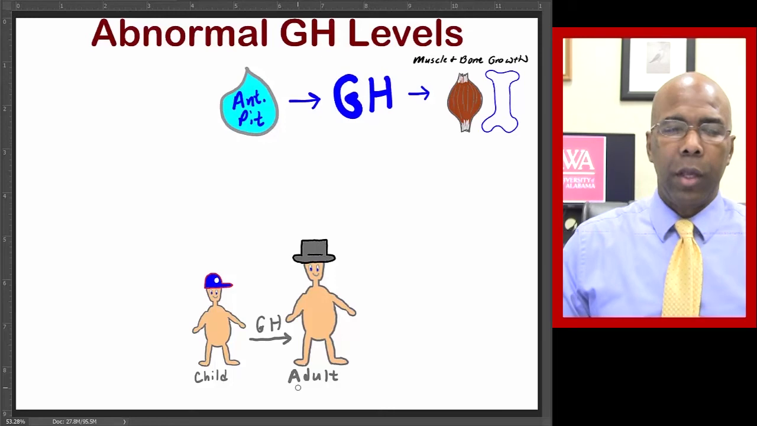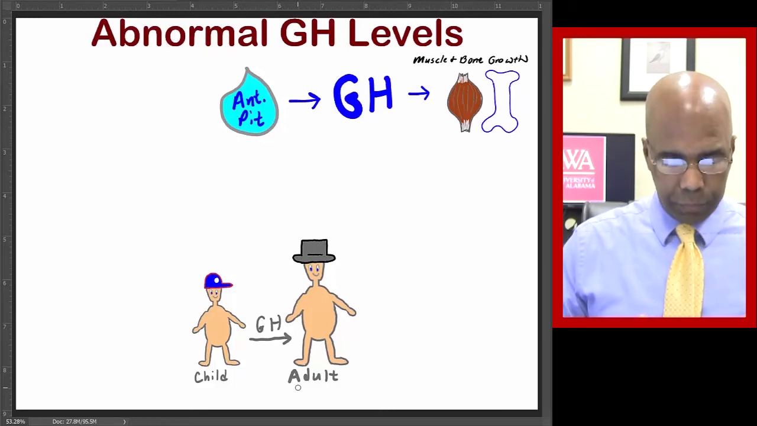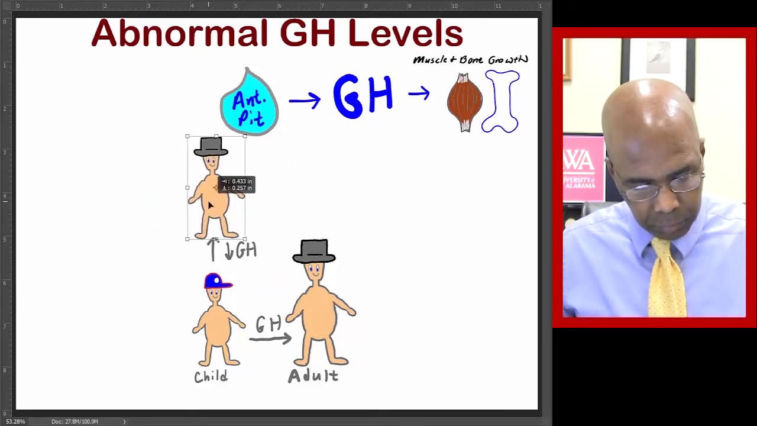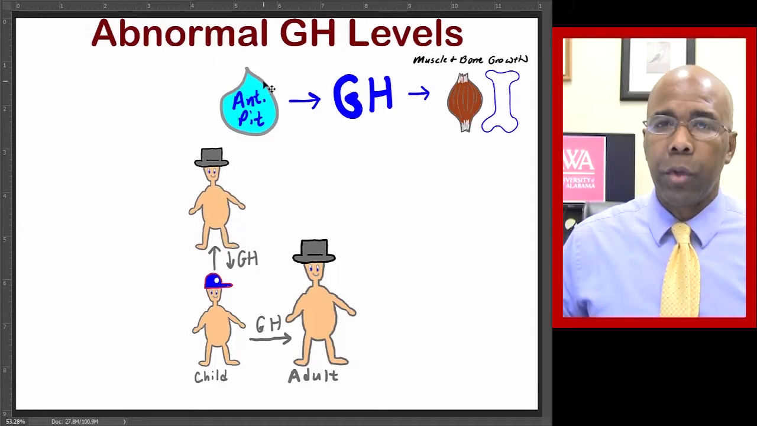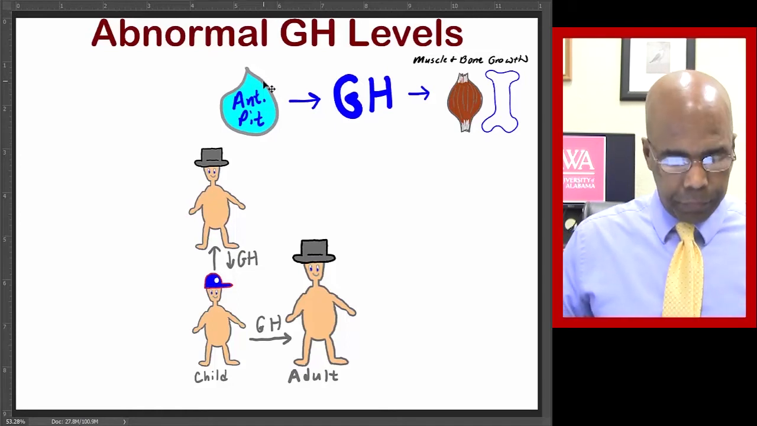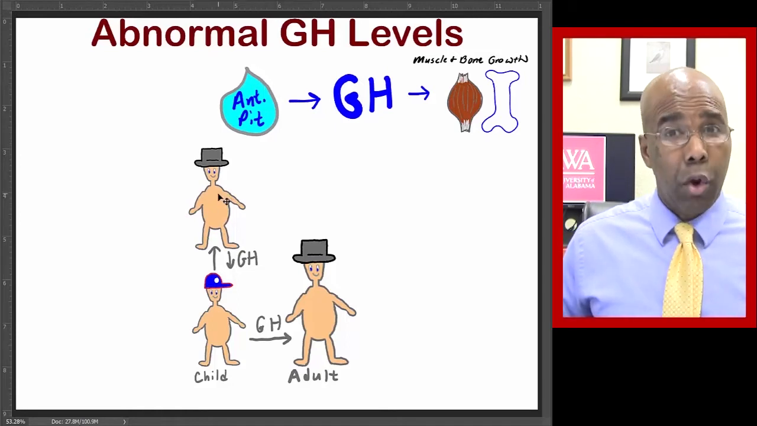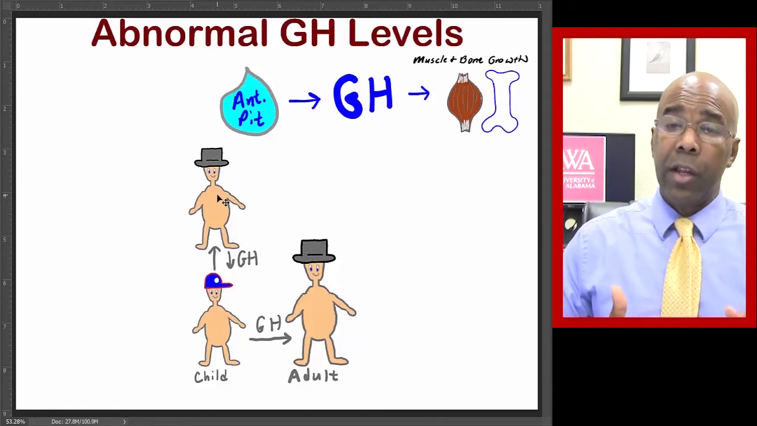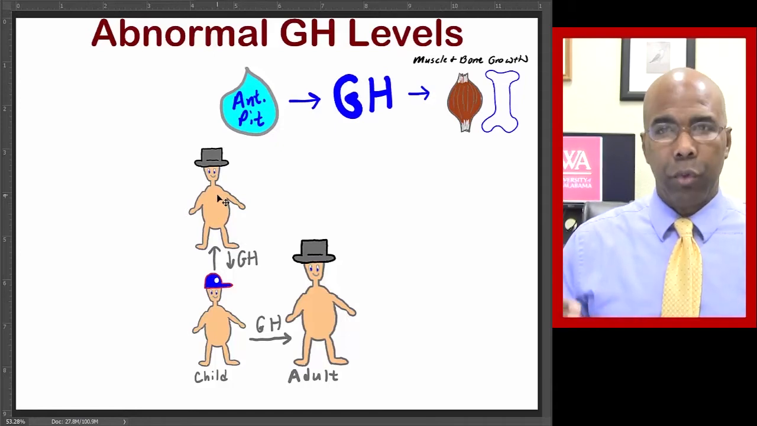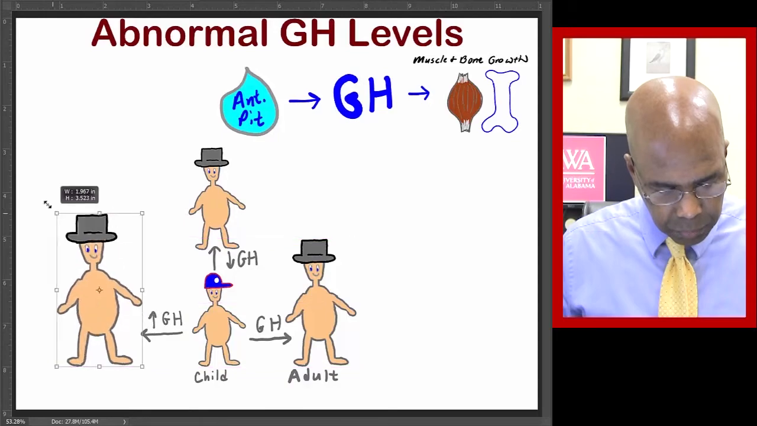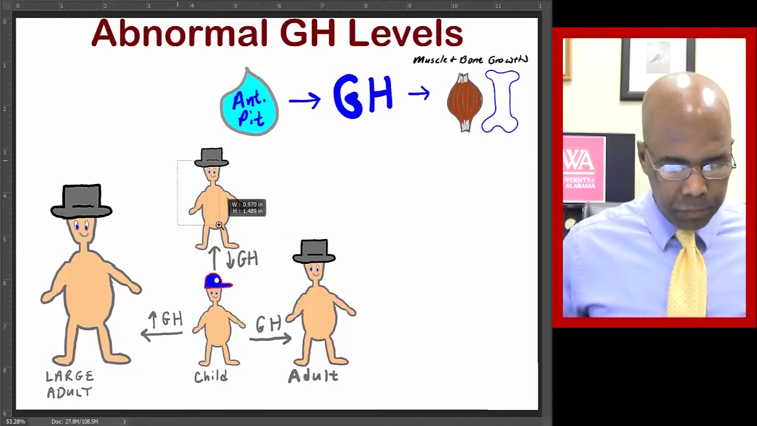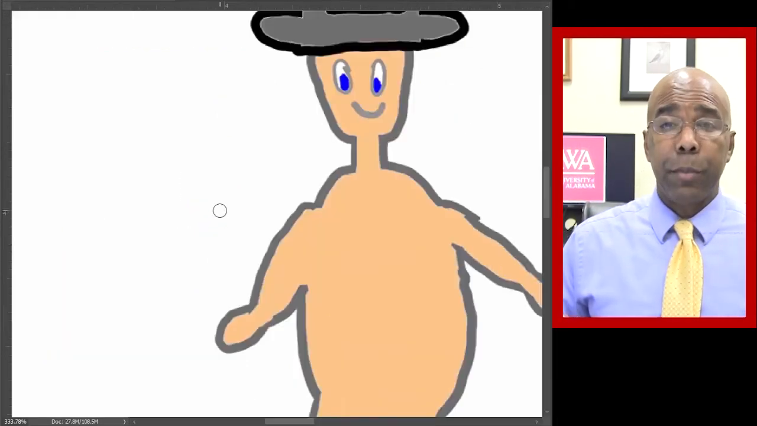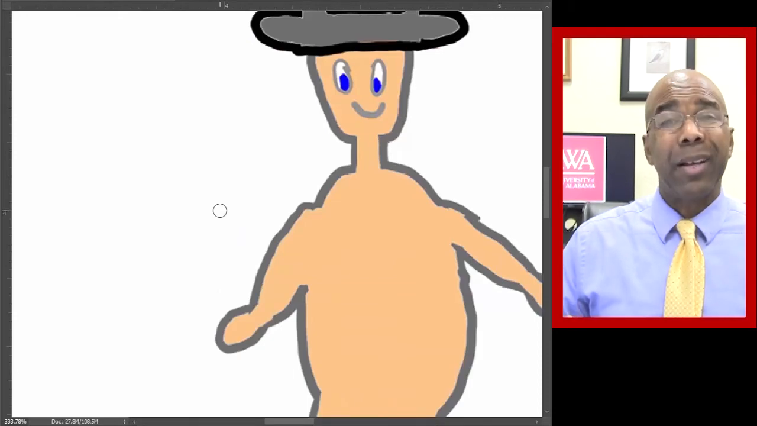Now let's see what happens when the child is exposed to insufficient levels of growth hormone. When the child is exposed to insufficient levels of growth hormone, the adult becomes smaller, and that's shown here. So here we have a smaller adult. Now let's look and see what happens when the child is exposed to excess levels of growth hormone. So when the child is exposed to excess growth hormone, the child becomes a very large adult. And when the child is exposed to insufficient amounts of growth hormone, the child becomes a small adult.